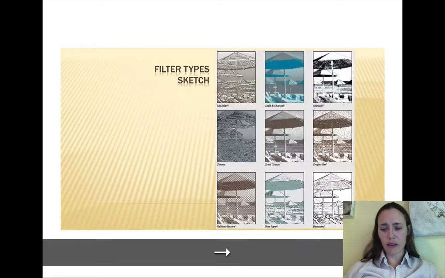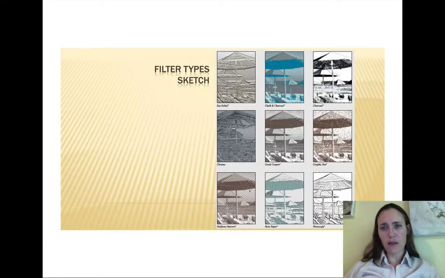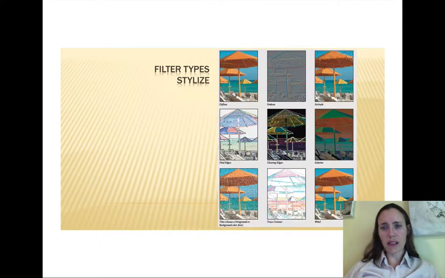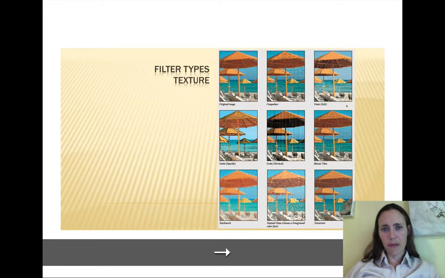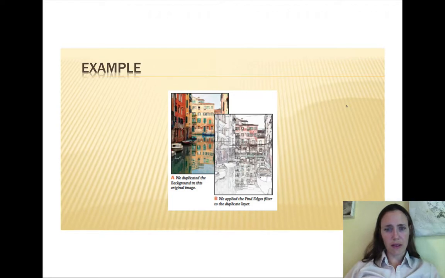I'll just click through a few. You'll notice there are a few filters, like this one is clouds, and this one uses your foreground and background colors to make a clouds image, but it doesn't really look at the fact that this is an umbrella being used. So there are a few like that, but mostly they translate your image. And here are a few examples.